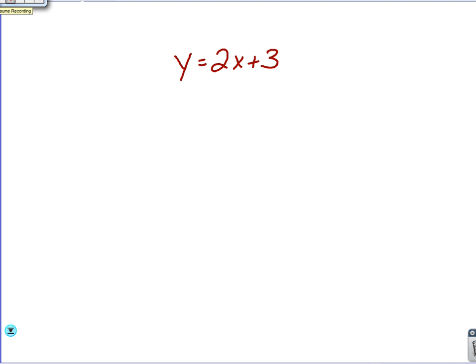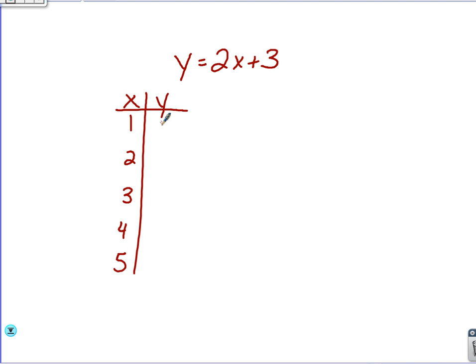Okay, for the next part of the lesson, let's revisit the equation y equals 2x plus 3. And I want to show you that this equation actually is a function. You take any input you want to. You can take 1, 2, 3, 4, 5. You can take any input, place those values into this equation, which actually, like I said, is a function, and you get a single y value out.